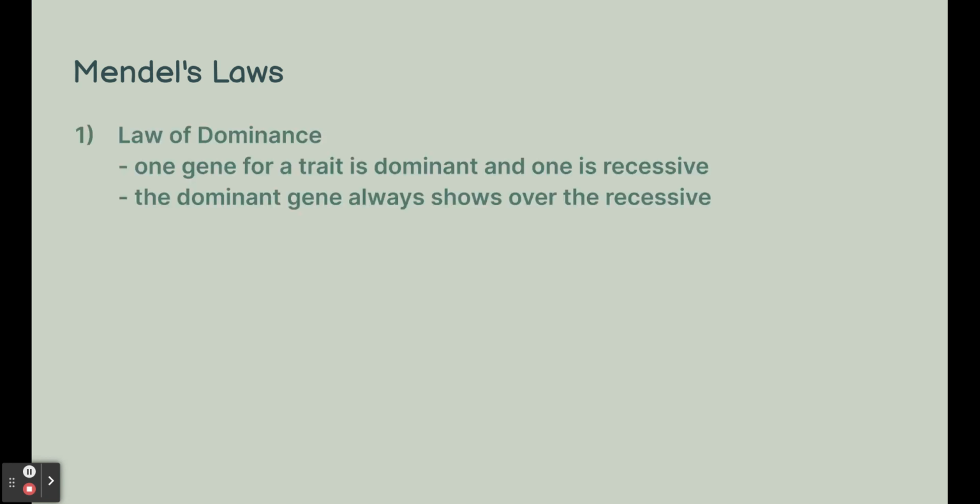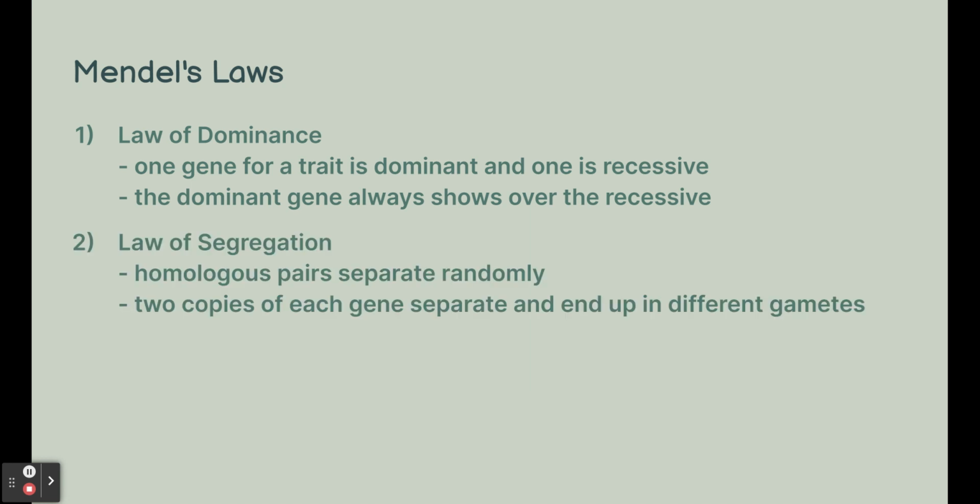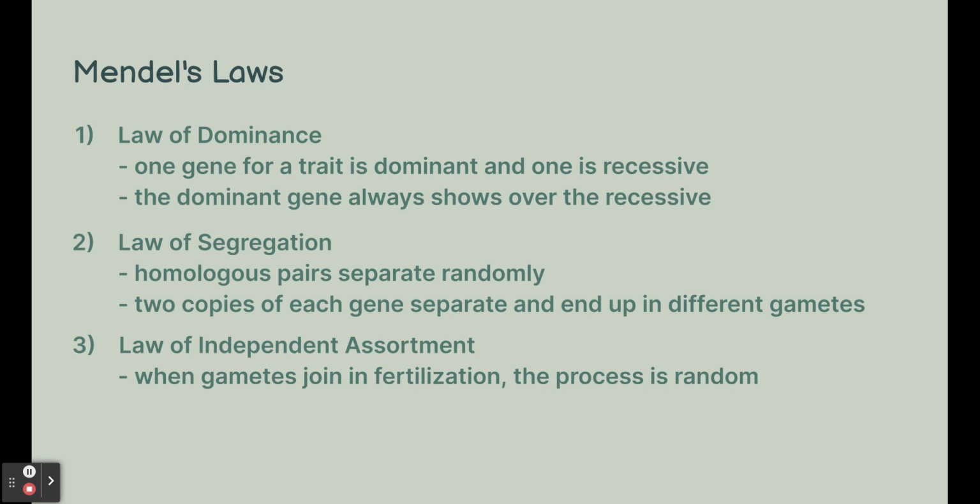And Gregor Mendel, one of the first people to observe genetics, had three different laws that help describe meiosis and its genetic variation. So first is the law of dominance, which deals with the dominant and recessive traits that show up on chromosomes, like with our alleles. This law basically states that the dominant gene will always show over the recessive gene.